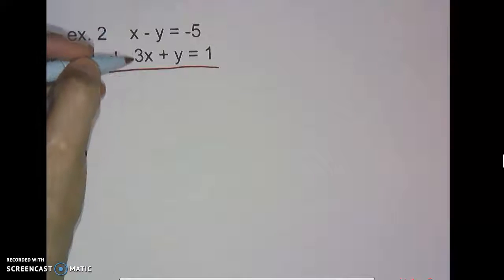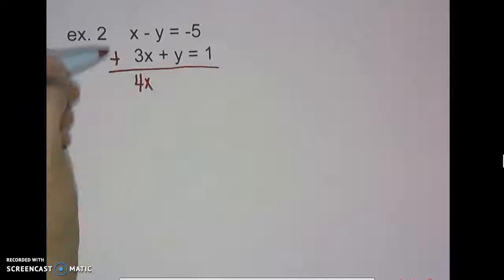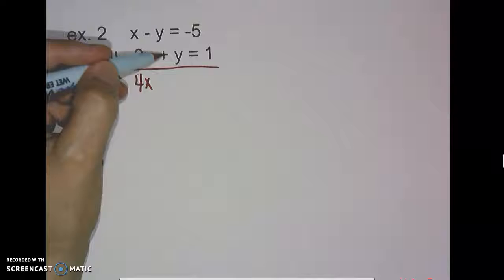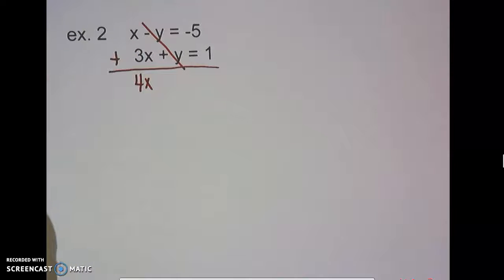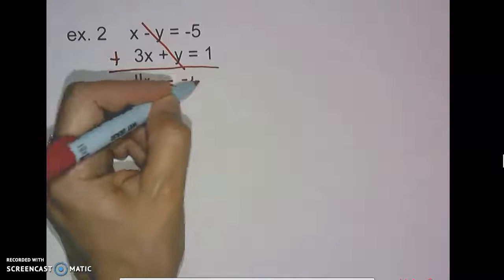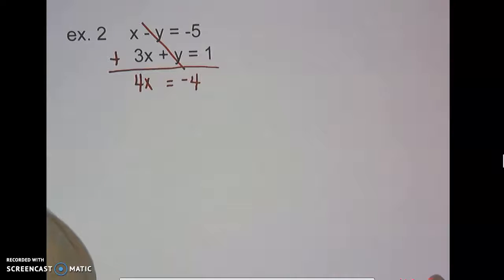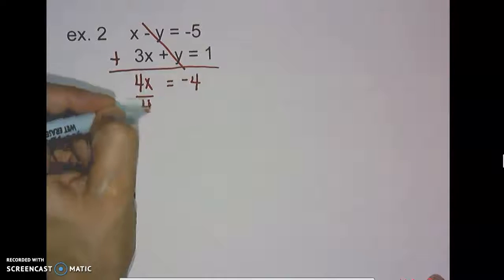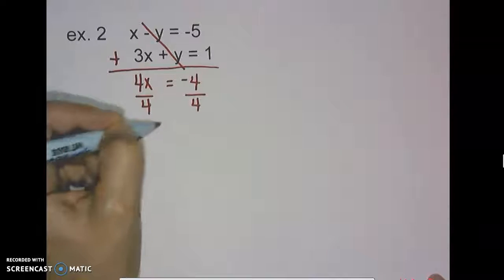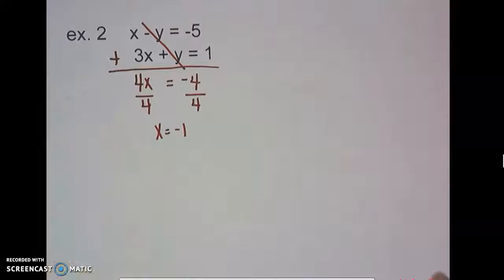When we do so, we get 4x. Our y's, negative y plus y, those eliminate. Again, that's why it's called elimination. And negative 5 plus 1 is a negative 4. Now we're going to solve for x, and that's going to tell us that x equals negative 1.